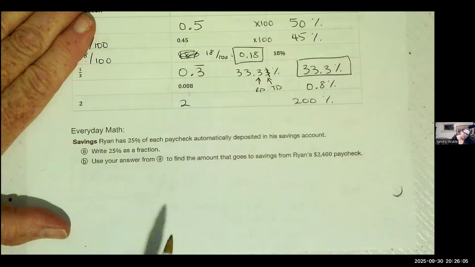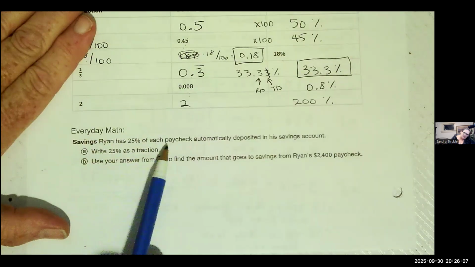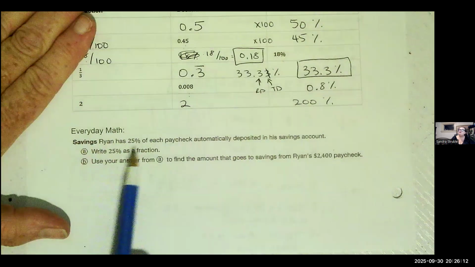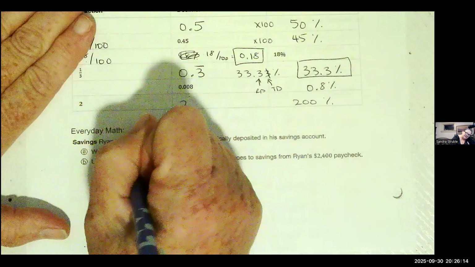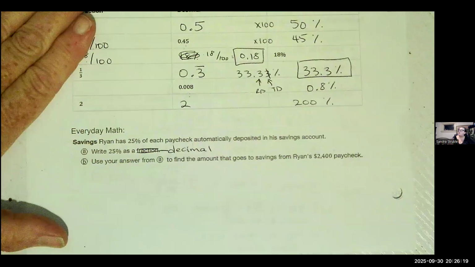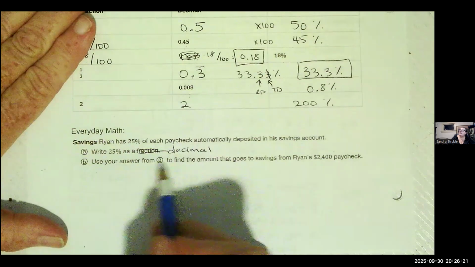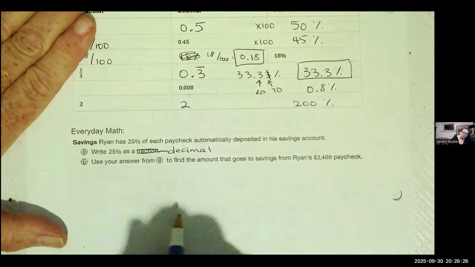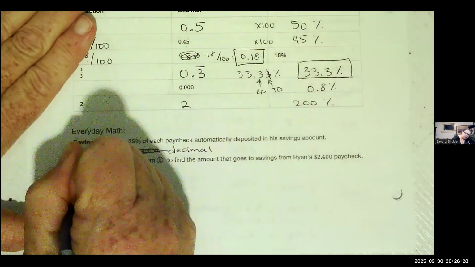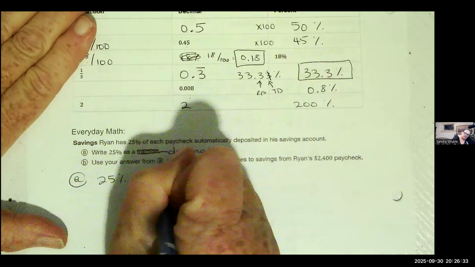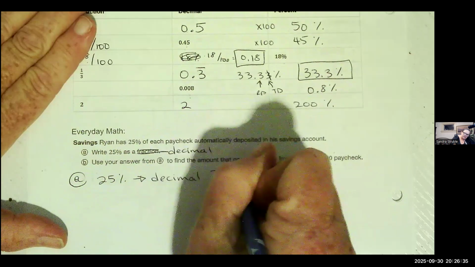And there was something I changed on this. Ryan has 25% of his paycheck automatically deposited in his savings account. Here it is. Write 25% as a decimal. We will never use the fraction when we're calculating. We just won't. Use the answer from A to find the amount that goes to savings from Ryan's $2,400 paycheck. Well, to change 25% to a decimal, we have to take 25 divided by 100 and hit equal in our calculator.